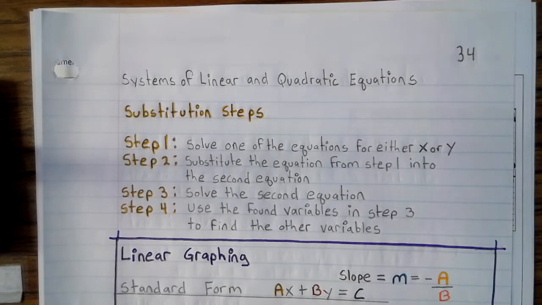Solve systems of linear and quadratic equations, page 34. Substitution steps. Step 1, solve one of the equations for either x or y. Step 2, substitute the equation from step 1 into the second equation. Step 3, solve the second equation. Step 4, use the found variables in step 3 to find the other variables.